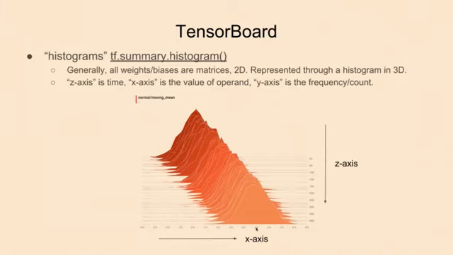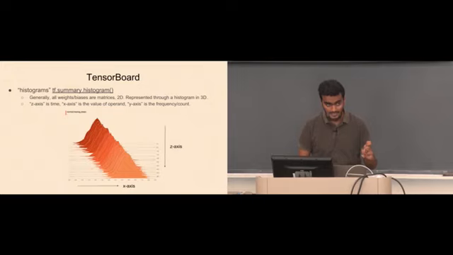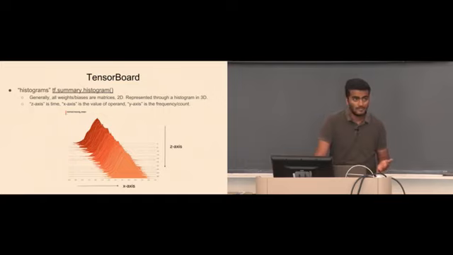So here, what exactly are the values in these three dimensions? Z, of course, is the time. The X-axis is going to tell you what the values in your weight matrix are, and the Y dimension, how tall your histogram is, is basically telling you how many values you have for that particular value.